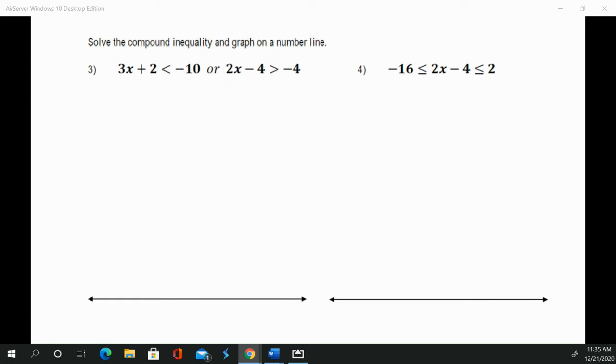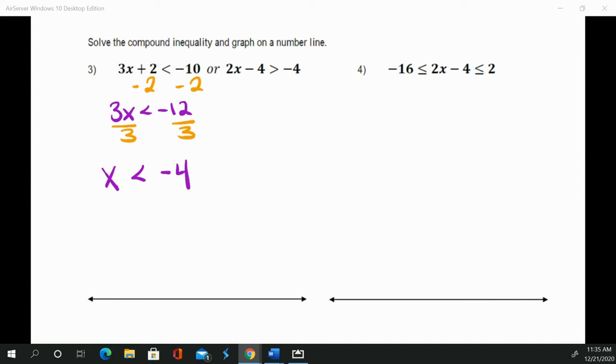Number 3 is an OR inequality, so we're going to solve the inequality separate and graph it separate as well. So we're adding 2, so we're first going to start by subtracting 2. We're multiplying x by 3, so we're going to divide both sides by 3. So one part of the solution is x is less than -4.